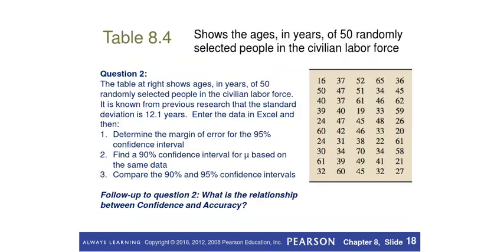So let's talk about one like this. Here we've got a table that shows the ages in years of 50 randomly selected people within the civilian labor force.